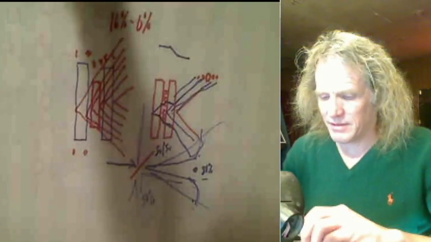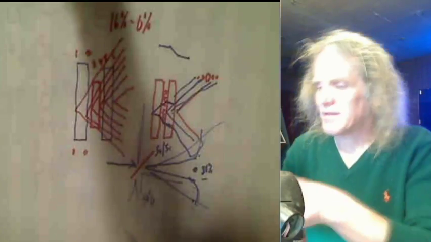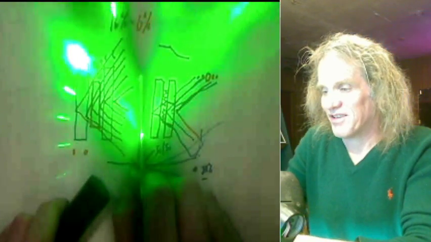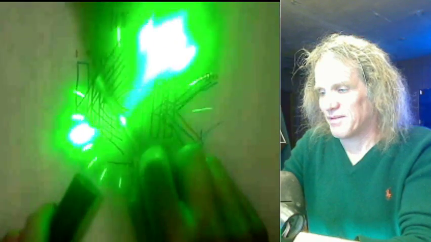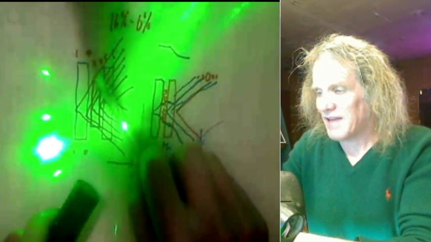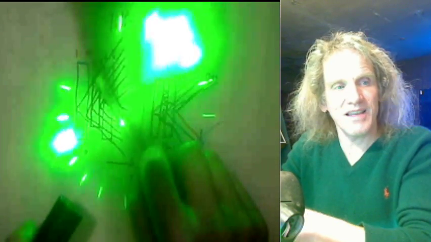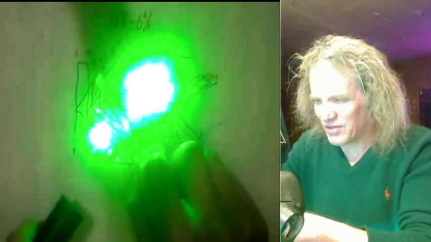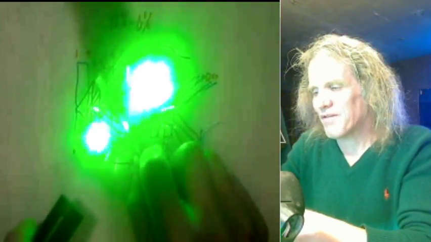See, the problem is that you don't get what you would anticipate. This is the reflective side here. Let me turn this over. And look, the reflective side is doing exactly what the non-reflective side is doing. It's creating the same exact pattern. And theoretically, it shouldn't be doing that. The reason it's doing that is because of this layer of glass.